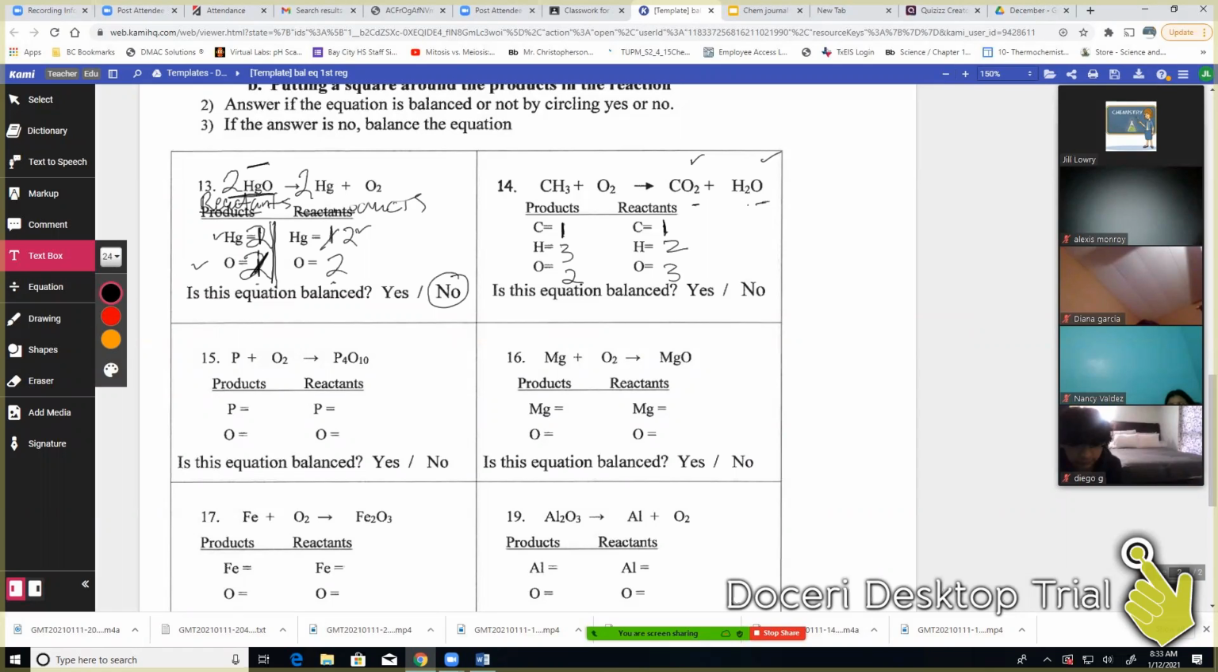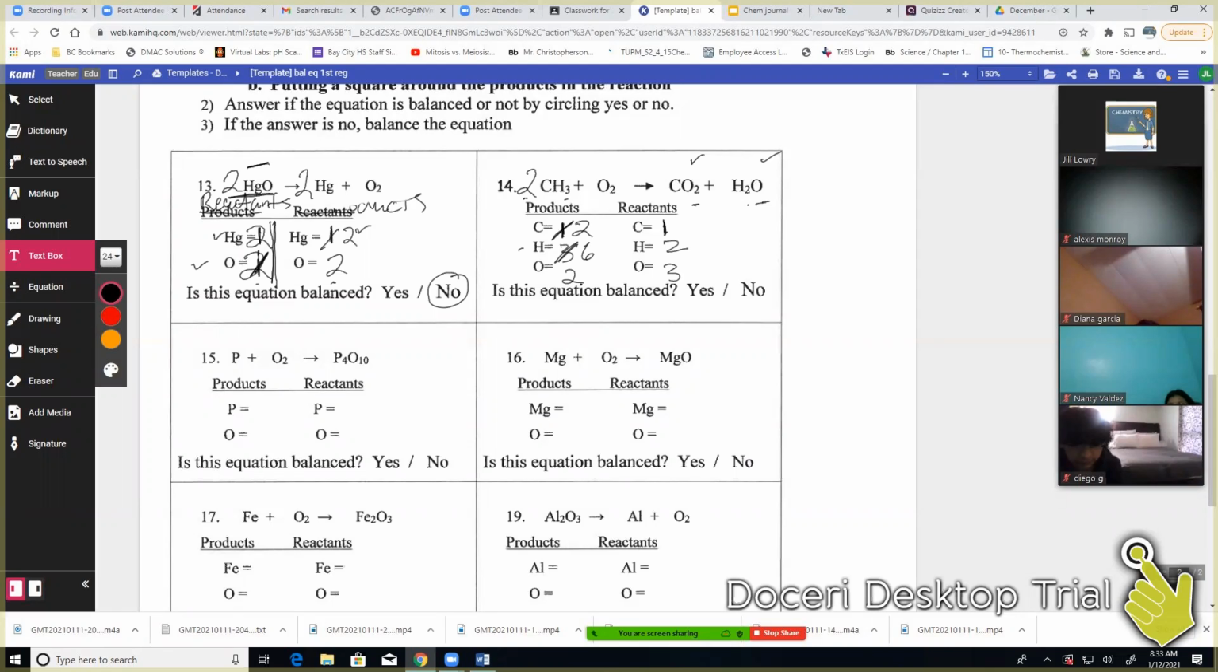So I'm going to come to this side first. What do I need to multiply by 3? 2. So I put 2 in front of my compound that has the hydrogen. Now that changed my hydrogen to 6, 3 times 2, like I wanted it to. But it also changed my carbon to how many now? 2.